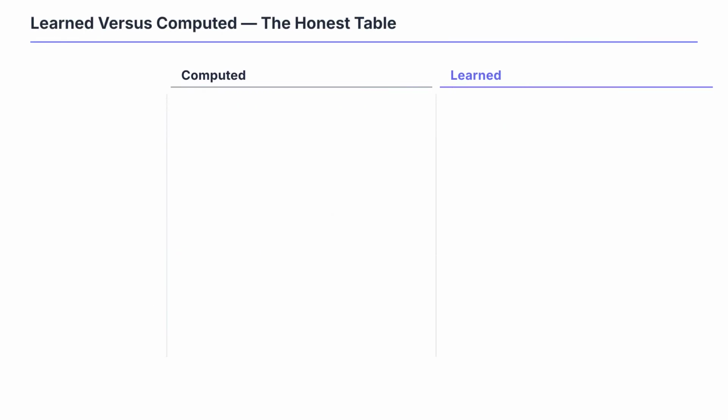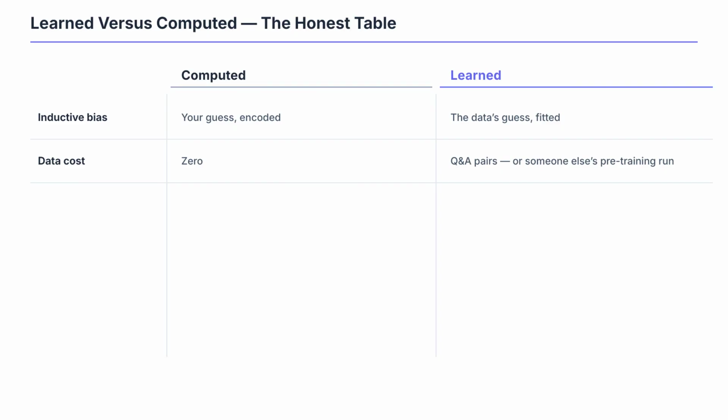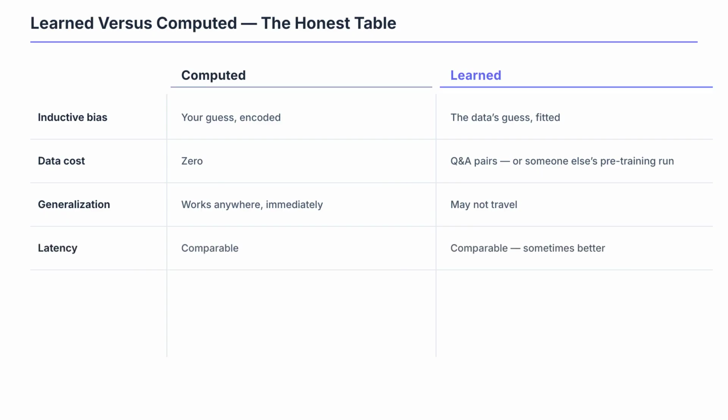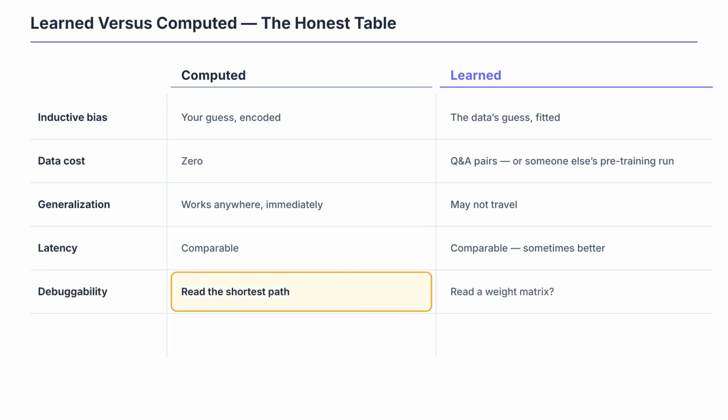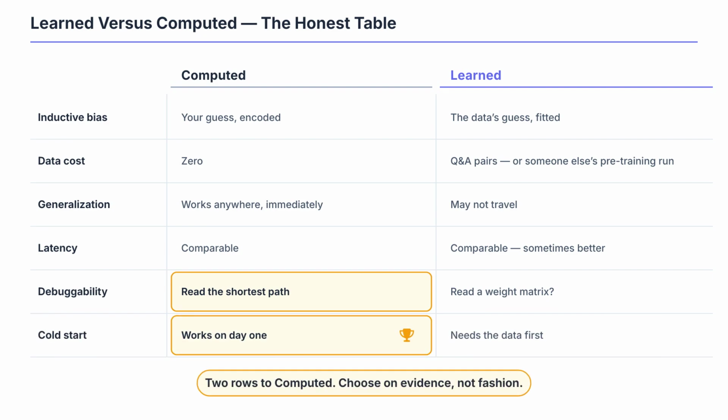So let us settle that invoice. Inductive bias. A formula encodes your guess. A model encodes the data's. Data cost, 0, versus question-answer pairs or somebody else's pre-training run. Generalization. An algorithm works anywhere immediately. A trained model may not travel. Latency. Comparable, sometimes better. Debuggability. You can read a shortest path, and you cannot read a weight matrix. Cold start. The algorithm wins outright, every single time.